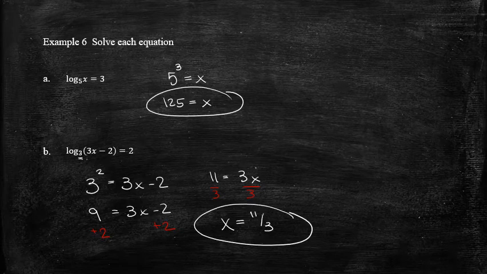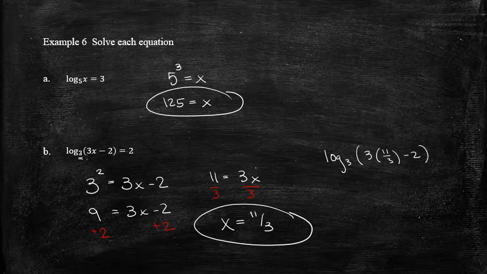We do need to make sure that our answer is a valid solution. So when I plug in 11/3 to my x value, I have to make sure that I'm not taking the log of a negative number. So let's just plug in 11/3 for the x value. All right, so the 3's cancel. 11 minus 2 is 9. So log base 3 of 9 does in fact equal 2. So we went further and checked it to make sure it was the correct answer, but at minimum make sure that you're not going to be taking the log of a negative number.